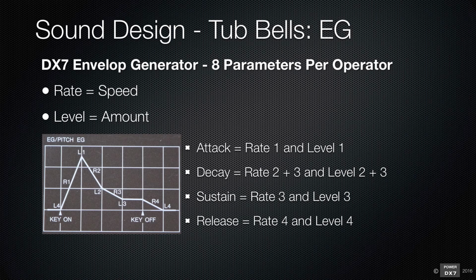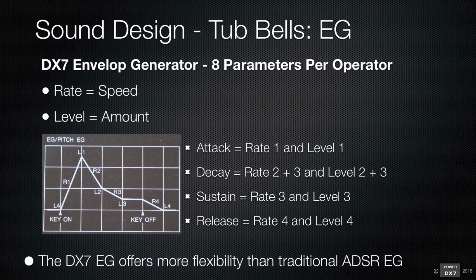I also made a comparison of the DX7 Envelop Generator to a traditional ADSR envelope. Attack corresponds to rate 1 and level 1. Decay equates to rate 2 and rate 3, as well as level 2 and level 3. Sustain is rate 3 and level 3. Release corresponds to rate 4 and level 4.